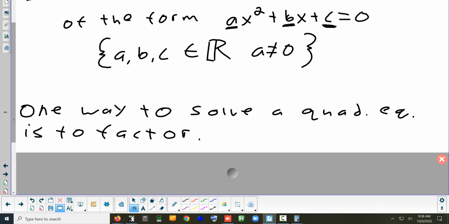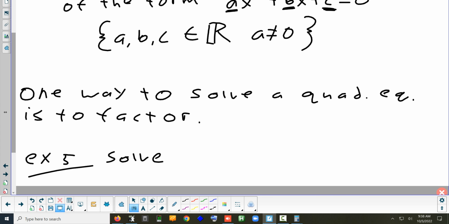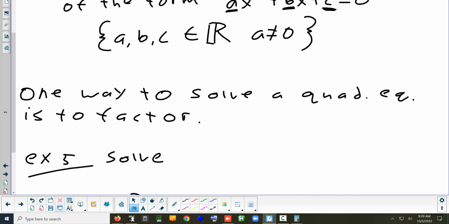So if the numbers work out nicely in a quadratic, one way that you can solve it is to factor. Factoring doesn't always work. It only works if the numbers are nice. Factoring is faster than the other way to do this if you're good at factoring. We'll talk about the other way to do it in a second, but let's try a factoring problem first.